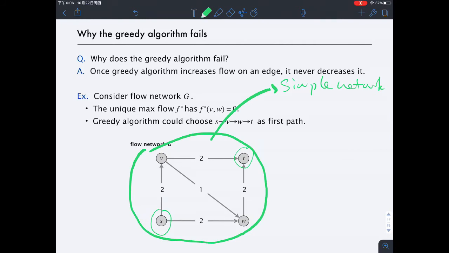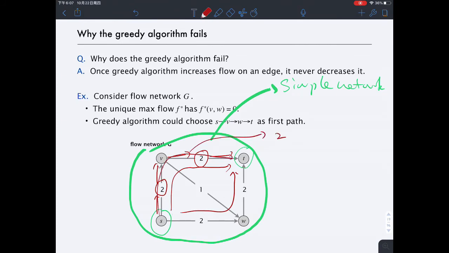Just look here, the S and T are the two nodes along the diagonals. Let's imagine that we execute our greedy algorithm as outlined before. Well, even before we execute our algorithm, we can see by eyeball inspection what the optimal solution is. The optimal solution is really just that I push the flows along two paths.